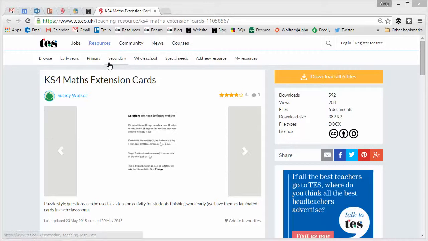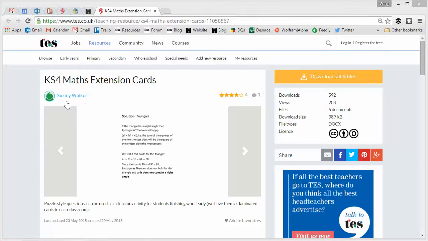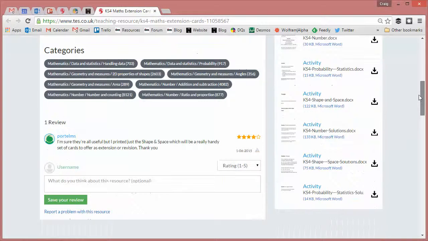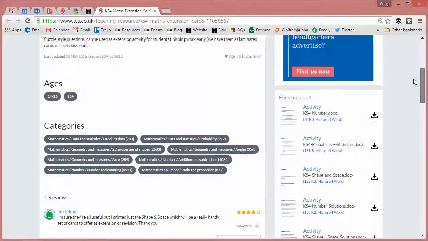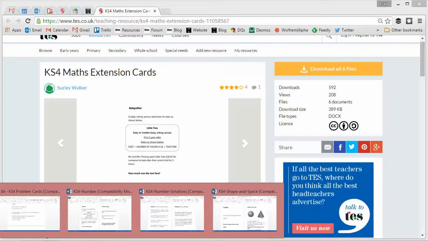And I have saved a classic for you to get you through those six weeks without these videos. Key Stage 4 Maths Extension Cards, which has been uploaded by, I'm going to go for Susie Walker there. This contains six Word documents, three question ones, three answer ones, and these are absolutely ideal. So let's have a look at these and let's talk about how we can use them.